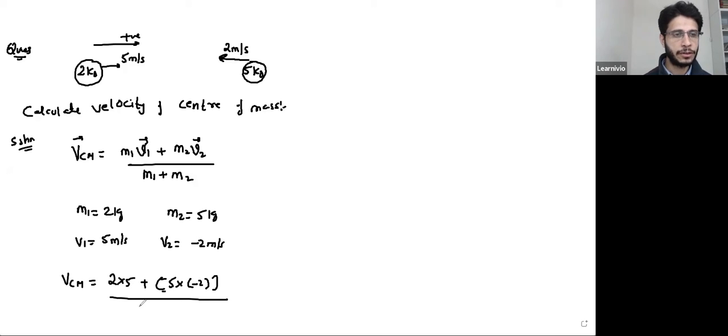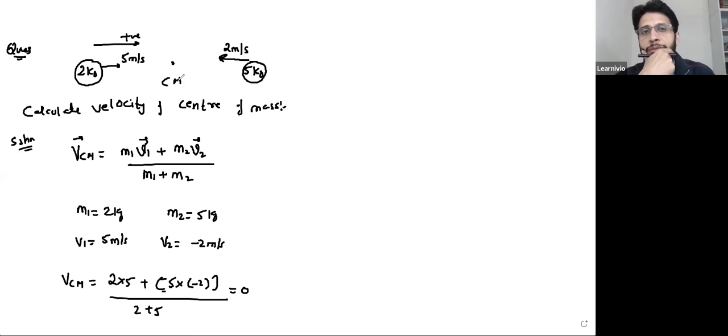Yes, Anya, you're correct. 2 plus 5, so it comes out to be 0. It means if these two bodies are moving with 5 and 2 meter per second velocity, its center of mass will not move. Center of mass will remain at rest. So this example shows that individual particles are in motion, but center of mass is at rest. So always remember this thing, that it's possible.